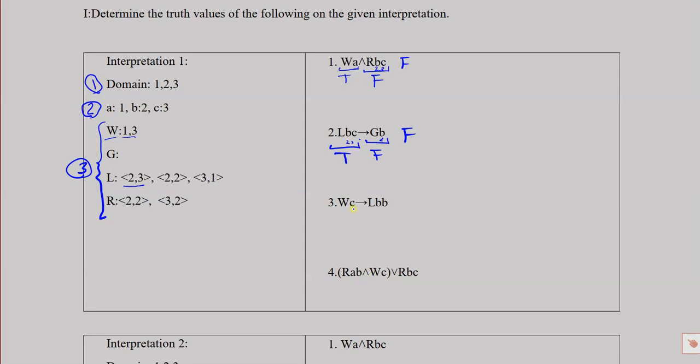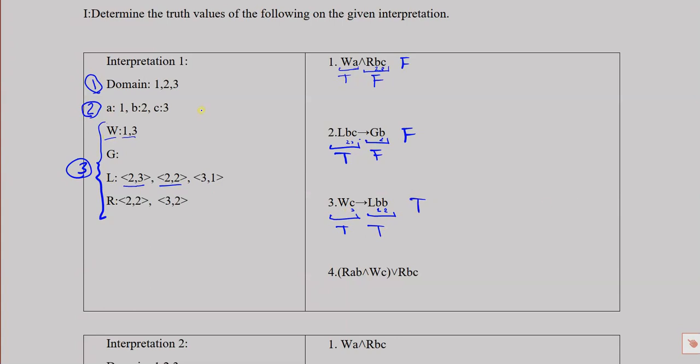So here, is object 3 in the extension of W? Yes. So this is true. Is 2 in the extension of L? Yes. So this is true as well. So the entire thing is going to be true.